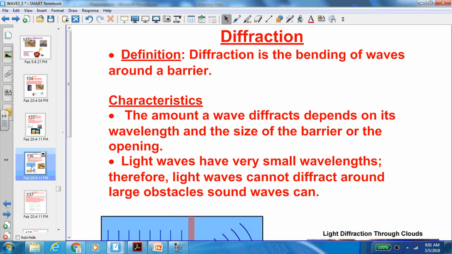Now, let's talk about diffraction. It's easy sometimes to get refraction and diffraction mixed up because they both involve the bending of a wave. However, diffraction is the bending of waves when they're moving around a barrier.